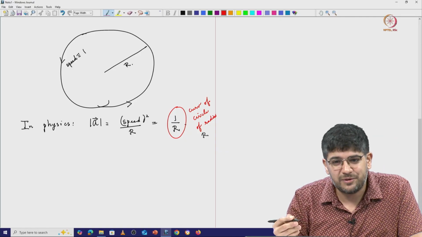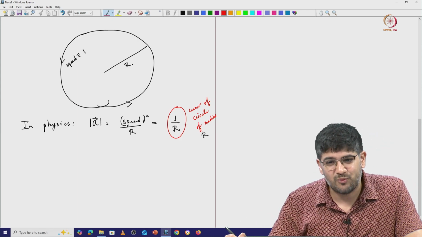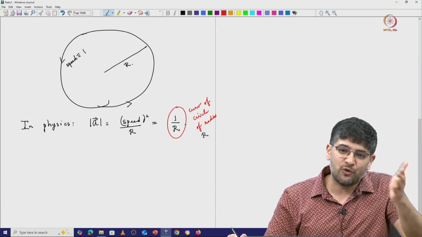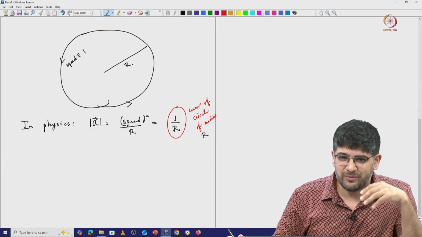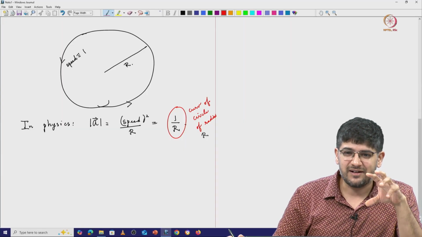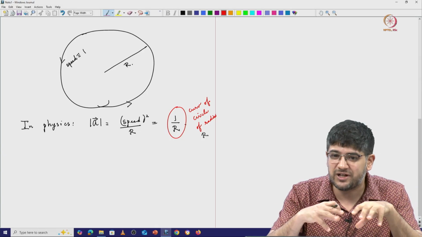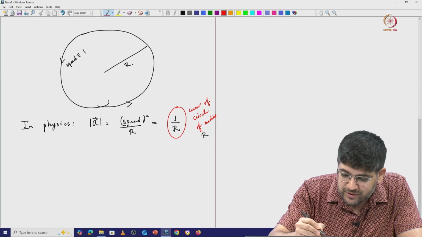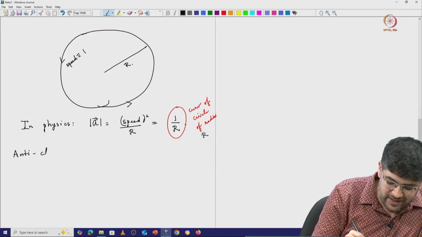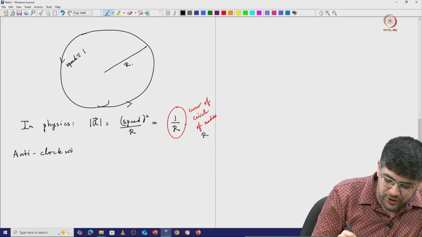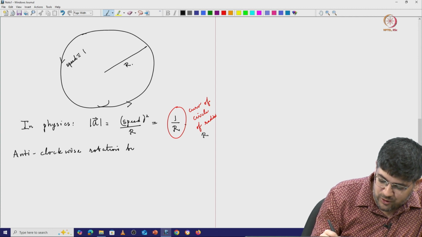What about the sign? I already explained pictorially what the sign of the curvature should be, but this involves an anti-clockwise rotation of the tangent vector, right. So let us first try to have some rigorous formulation for what anti-clockwise rotation means. Okay, so let's first address that problem. What do you actually mean by anti-clockwise rotation by pi by 2?